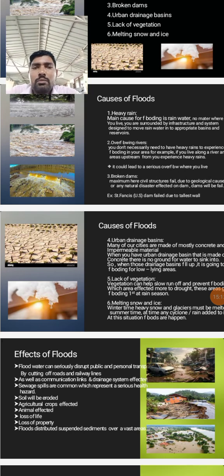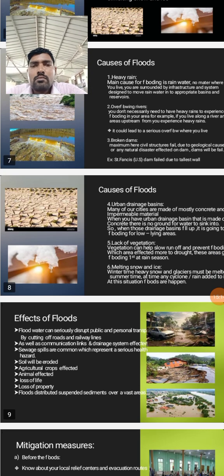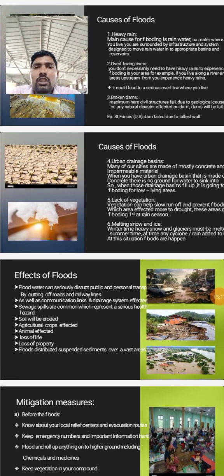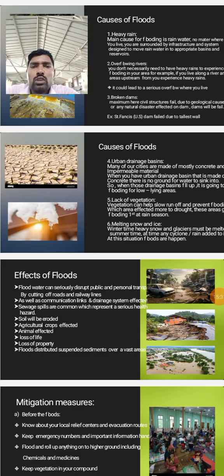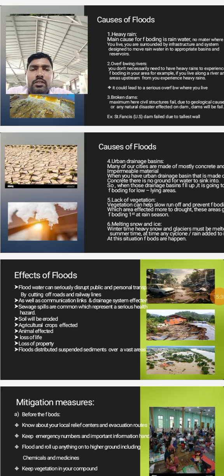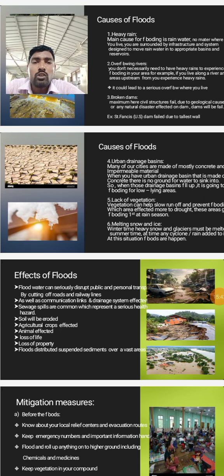And next, urban drainage basins. Many of our cities are made mostly of concrete, an impermeable material. When the urban drainage basin is made of concrete, there is no ground for water to sink into. So those drainage basins fill up and water flows to flat or low-lying areas. Concrete materials cannot absorb groundwater. This is the main cause of urban floods.